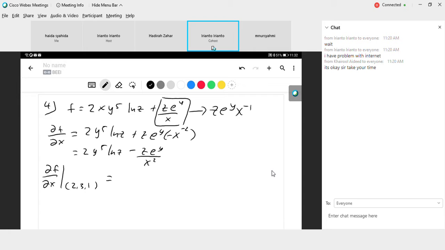Just substitute the value. No need to write it down. Very simple. Give me the number. Anyone? Guys, are you doing 2 times 3 to the power of 5? Okay, the final answer. Just do it now, it's okay, take your time. Negative e to the power of 3 over 4.